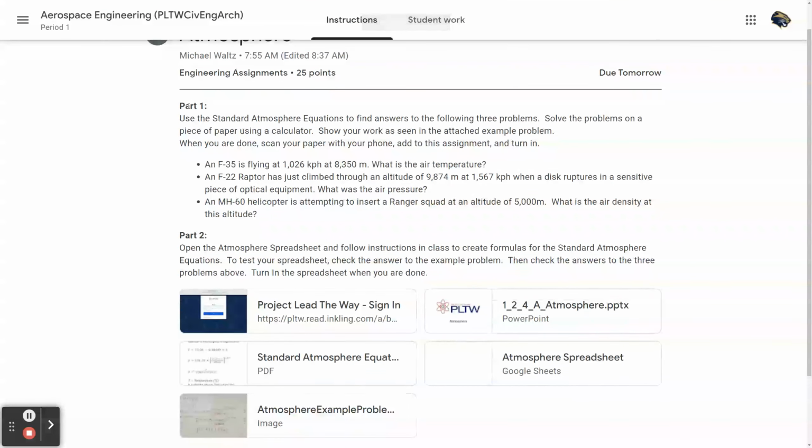I'm going to show you how to do the atmosphere assignment. It's got two parts, part one and part two. Part one is basically using a calculator and paper to solve some problems about the atmosphere. So you're going to want to get out a piece of paper, a calculator, and a pencil, solve these three problems, and scan your paper, add it to the assignment.